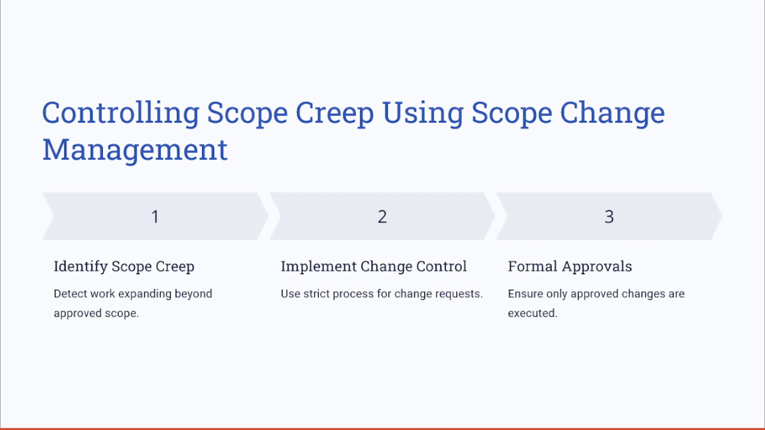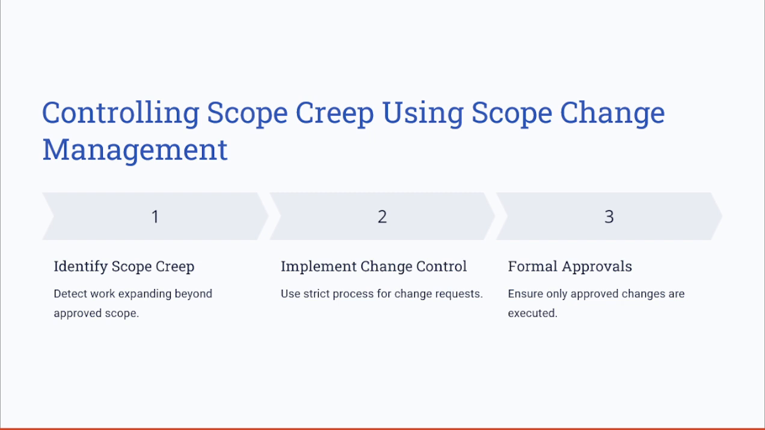Now let's look at how to control scope creep using scope change management. Scope creep, as we talked many times, is one of the most common challenges in project management. By implementing strict change control procedures and leveraging formal approval processes, project managers can ensure that all of the work aligns with the original project scope and stakeholder expectations.